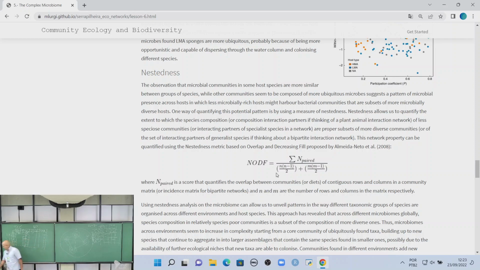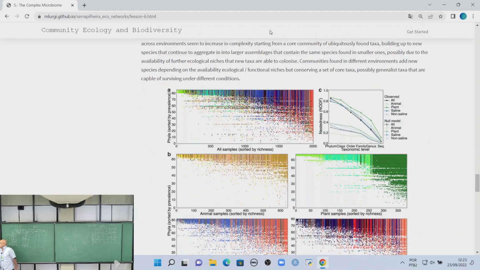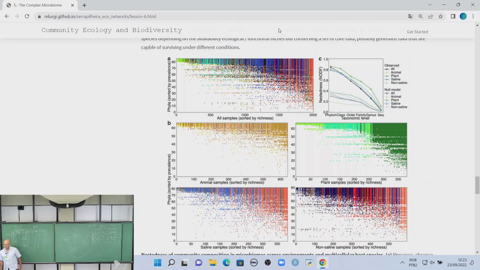So using this kind of analysis, we can then look at patterns of nestedness in our microbial data, microbial communities. This is data coming from a different system. It's not anymore the host-microbe thing. This is actually data from many different systems across the world. And in each of these plots, here it's all the samples that they had across many different systems and habitats.